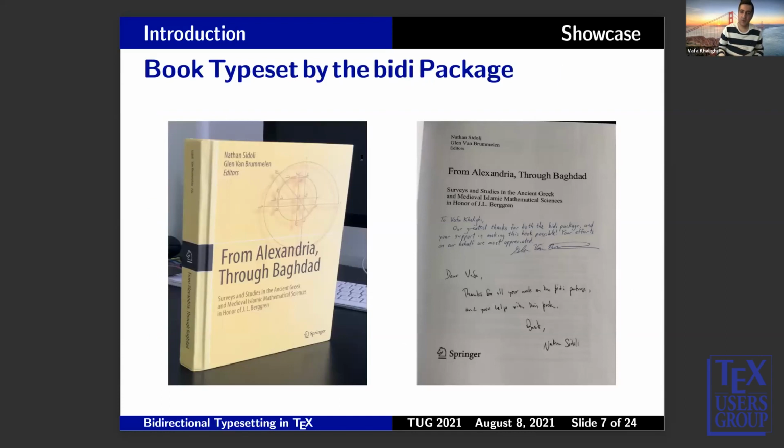Just to give you an example, a book that was typeset by the bidi package is From Alexandria Through Baghdad, published by Springer. And this is just a title page where the authors wrote something for me. I'm not sure if it's readable or not.